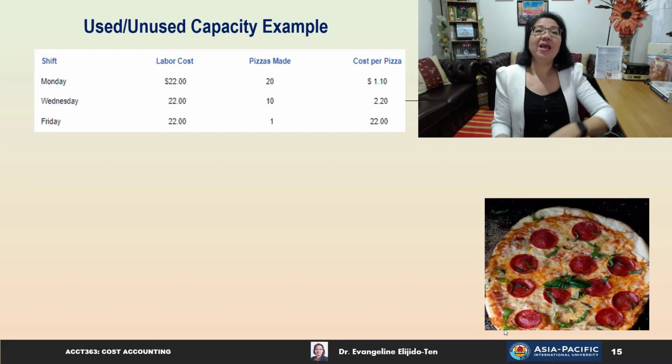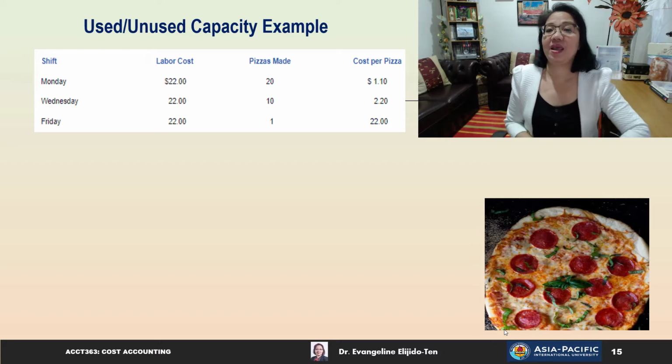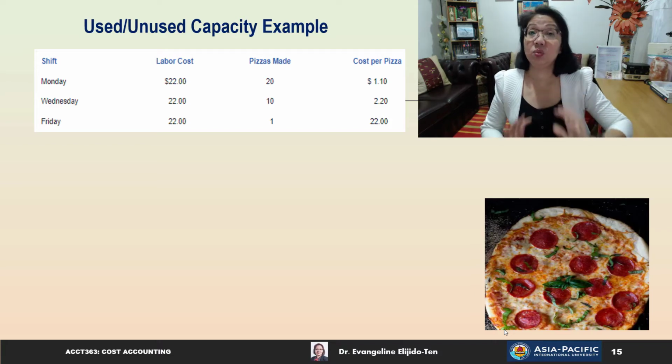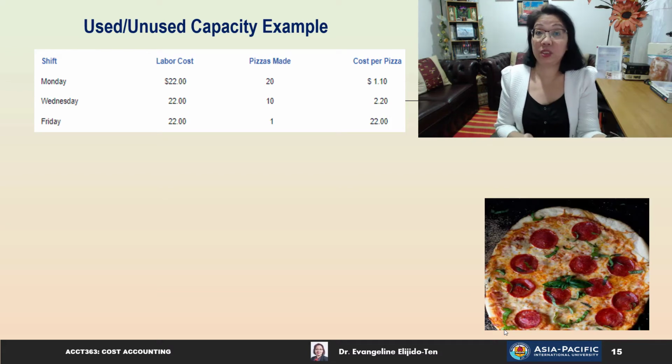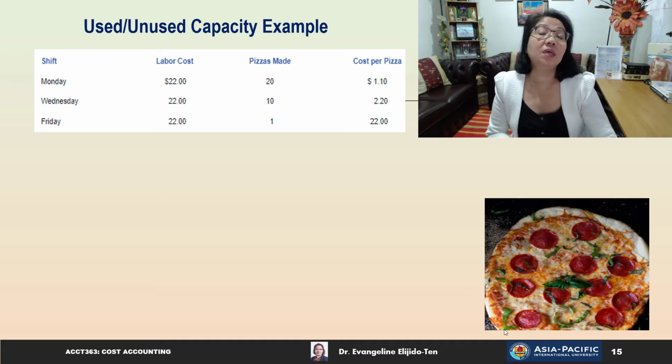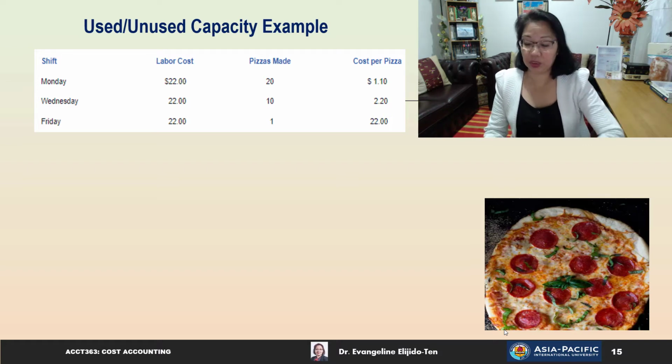All right. And then let's say again, on Friday, business is even worse and there was only 1 pizza ordered. We still pay our worker $22, but the person only made 1 pizza. So how much is the cost of labor per pizza? $22 divided by 1, $22.